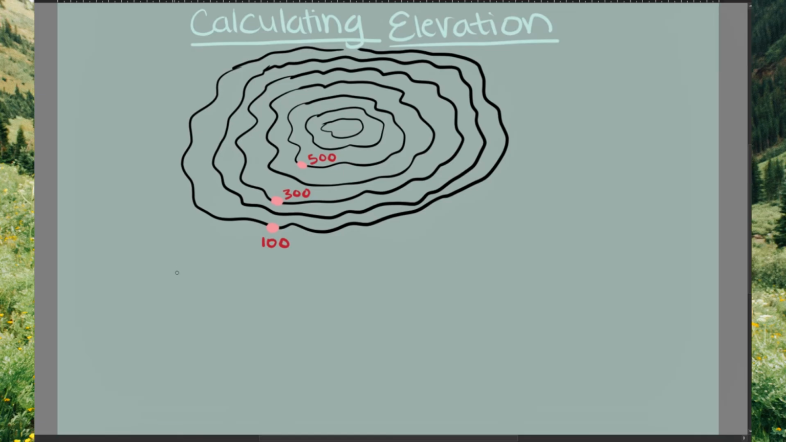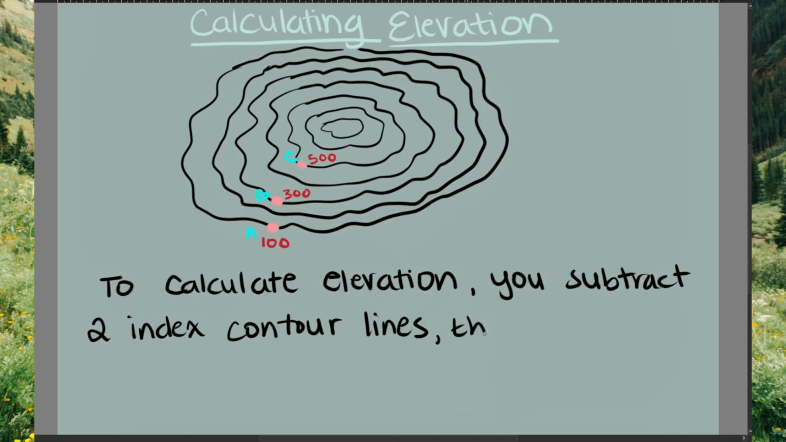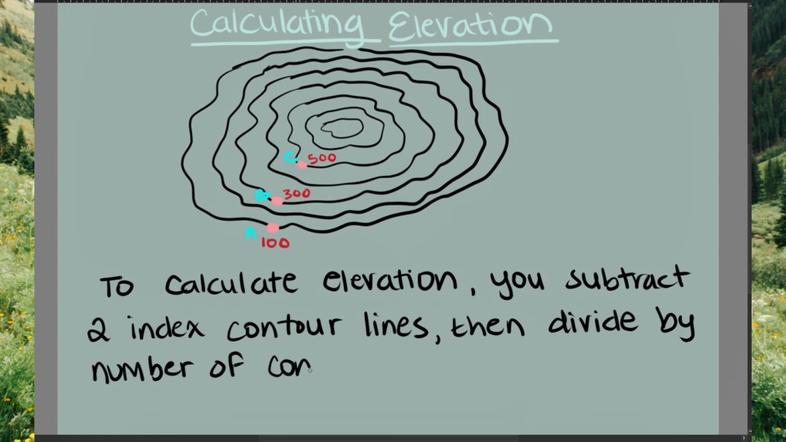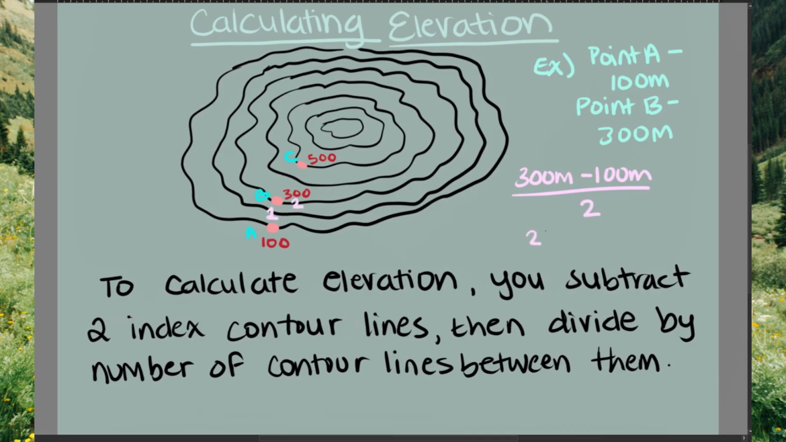Lastly, let's look at an example where we are actually calculating elevation. I'm going to mark on the map three different index contour lines. In order to calculate elevation, you have to subtract at least two index contour lines and then divide by the number of contour lines between them. For example, point A is at a height of 100 meters. Point B is at a height of 300 meters. If I took those two points and then counted how many lines it took to get from point A to point B, which would be 2, I would have 200 meters divided by 2, which gives me 100 meters per contour line. So each contour line increases upwards by 100 meters.